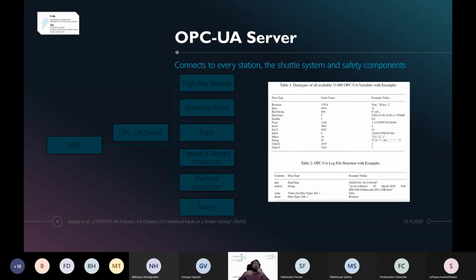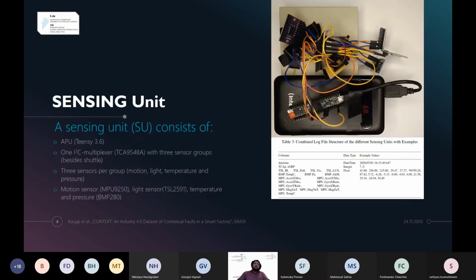On the other side, we have our industrial Internet of Things. On the upper right, you can see our Shuttle sensing unit. We employed multiple sensing units throughout the smart factory. Sensing unit consists of an Arduino processing unit, here a TNC 3.6, an I2C multiplexer, and a sensor group of 3 sensor types: motion, light, temperature, and pressure. The motion sensor is an MPU 9250, the light sensor is a TSL 2591, and the temperature and pressure sensor is a BMP 280 from Bosch.